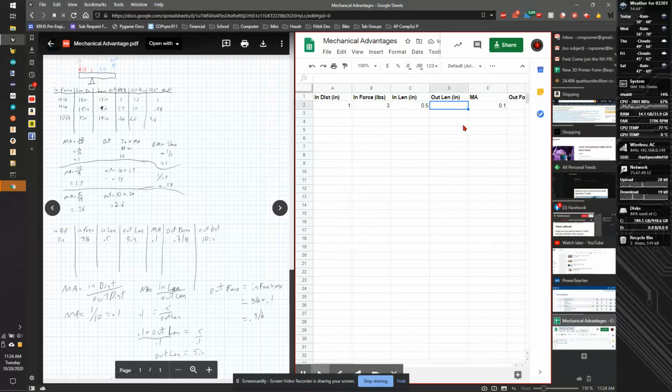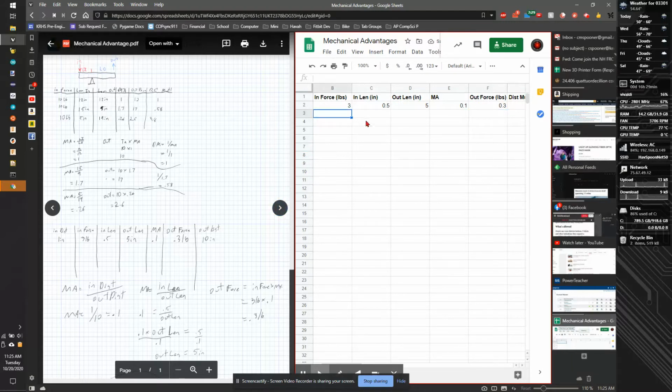And then to figure out the out length, we're going to use the rearranged formula, which is: the out length is equal to the in length divided by mechanical advantage. Or more accurately, multiplied by the distance multiplier. So let's get the distance multiplier. It's equal to 1 divided by MA. Our out length is equal to our in length times our distance multiplier, and that's why distance multiplier is what it is. And our out force is equal to MA times in force. So 0.3. So all the tables work the same way.